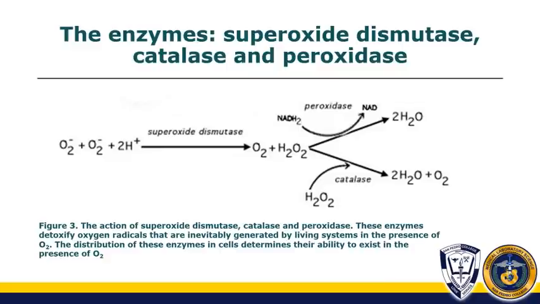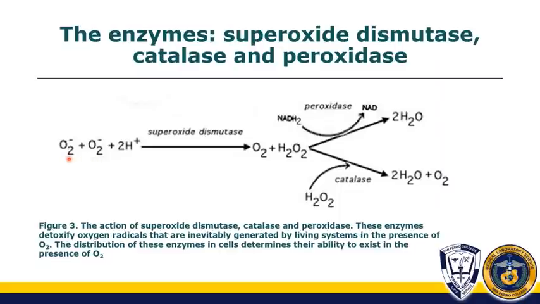How come aerobes and aerotolerant anaerobes survive the lethal accumulation of superoxide? And how come obligate anaerobes cannot survive in the presence of these oxygen radicals? Well, they have enzymes that protect them.